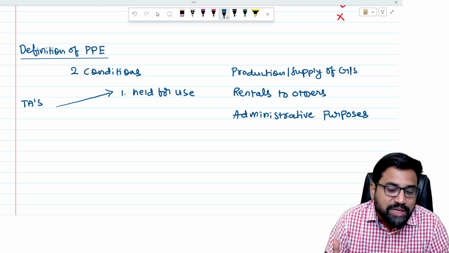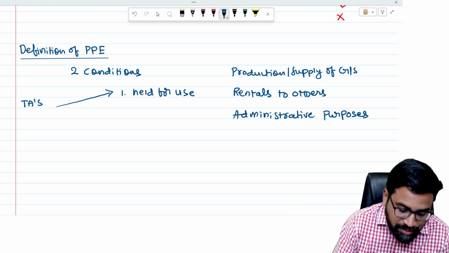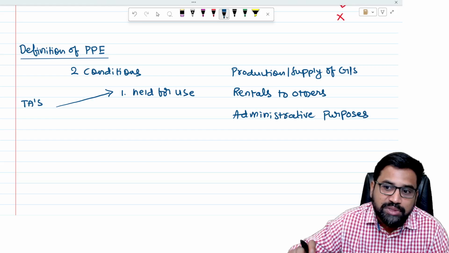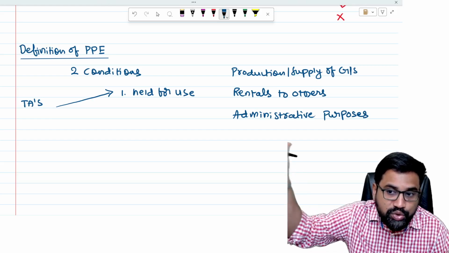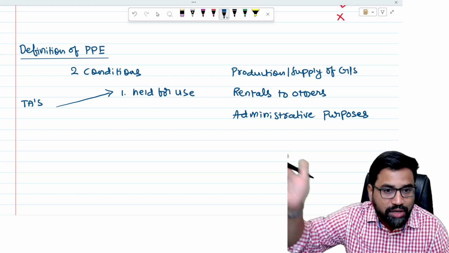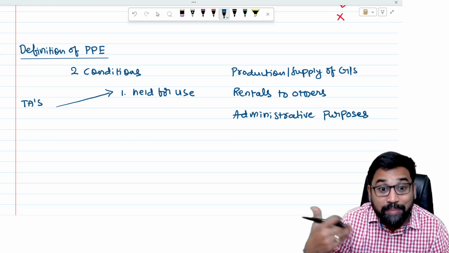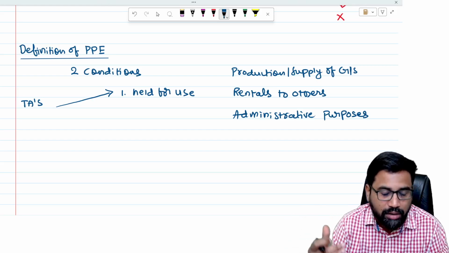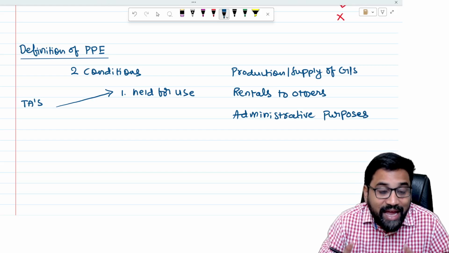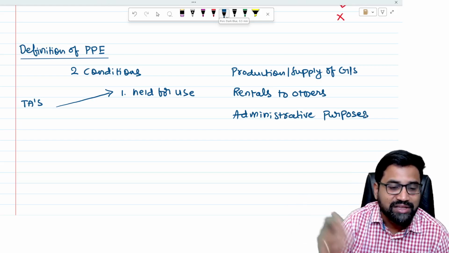So administrative purpose means, for example, for transportation of employees, we purchase one bus. That means the bus is a tangible asset which is held for use in administrative purpose. What is the administrative purpose here? For example, we want to use this bus to transport our employees from their home to office, office to home. So many companies nowadays hire cabs or purchase cabs or buses for transportation of their employees. Now this bus is a tangible asset which they hold for administrative purpose, for carrying the employees from one place to another place.